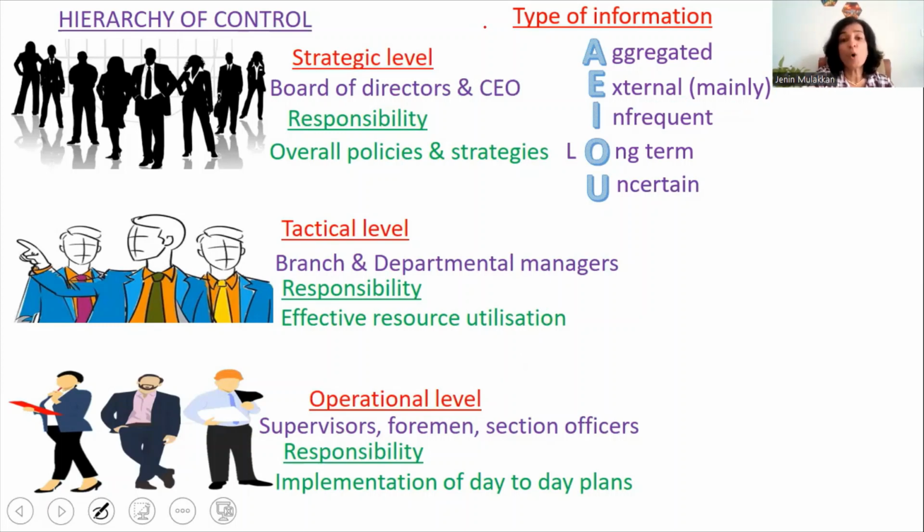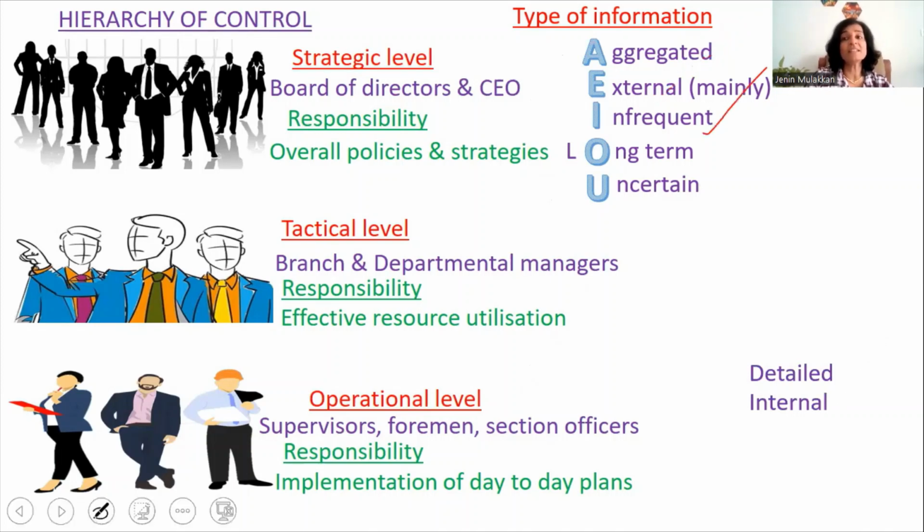Now we will take the operational level information requirement features. It is exactly the opposite of what is required for strategic level. What is the opposite of aggregated? It is detailed. So operational level requires detailed information. And here it is mainly external information. Here it is internal information.